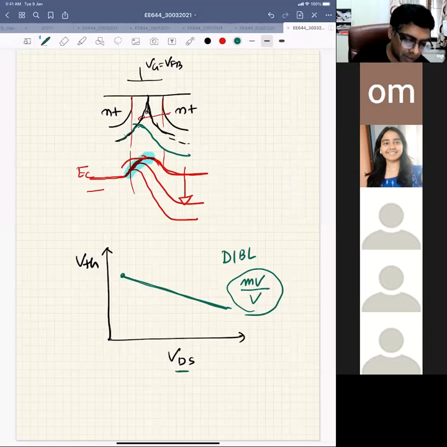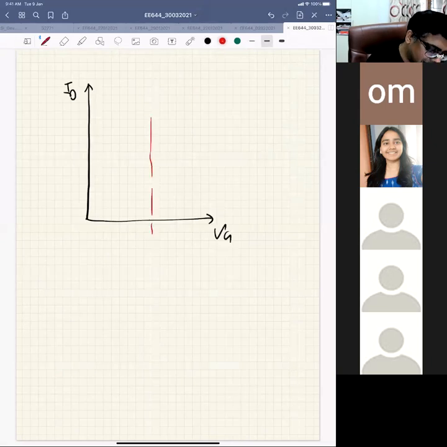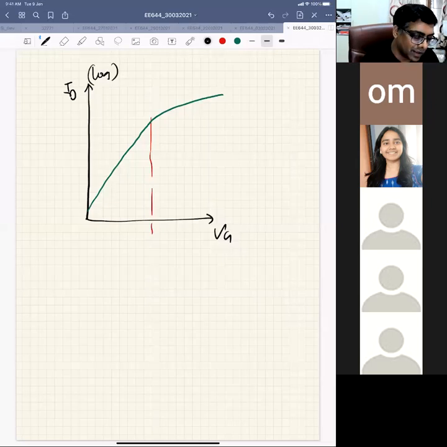So this DIBL, what I'm telling is, if I do this ID-VG, and this is your VT point, so this is your ID-VG in the log, right? So this is log. Let's say this is at a VDS of 50 millivolt.